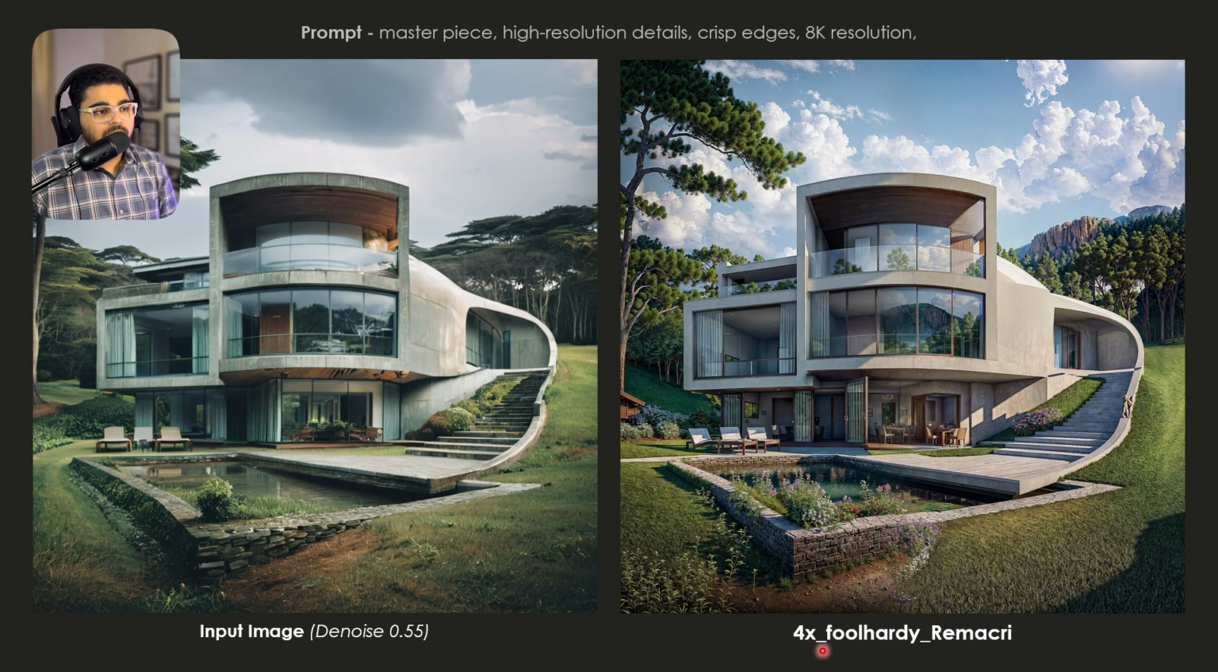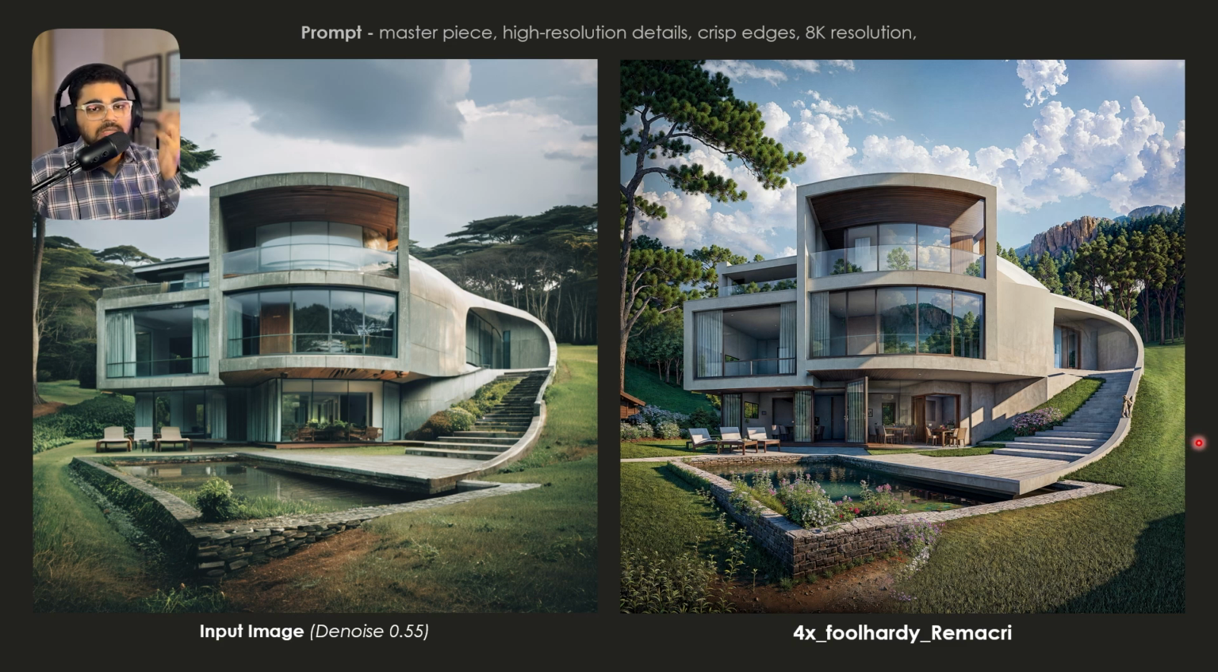And the last one is something called 4x FullHardy, which also is a really good model. It's kind of a balanced model and retains details as well. So if you like this kind of output, you can use this as well. I sometimes feel like this adds more details, like you see the flowers and you see it's added a house here rather than the base. But it's nice, you can test whatever you like, okay?